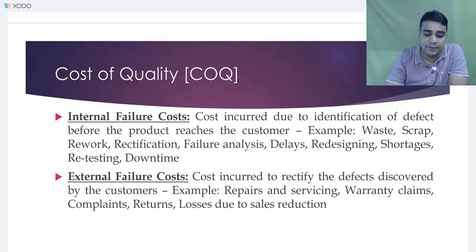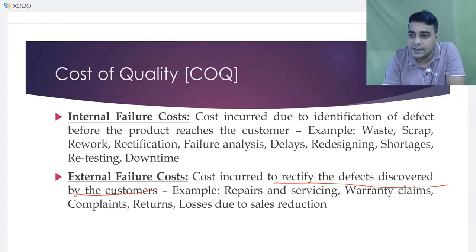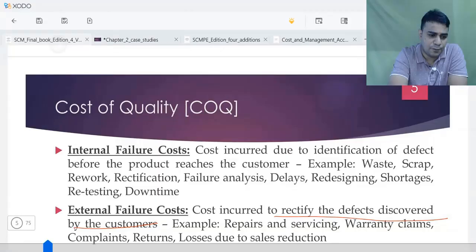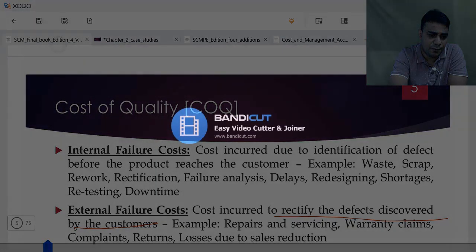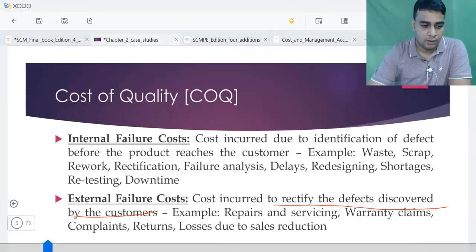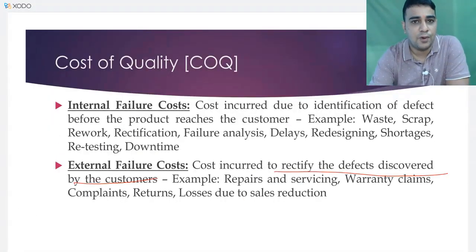External failure is the cost incurred to rectify the defects discovered by the customer: repairs and servicing, warranty claims, complaints, returns, losses due to sales reduction. You are going to lose market share. Any doubts on this? Let's do a few. Okay, we have done a discussion till this, that is the four categories of cost: internal failure, external failure, prevention, appraisal.